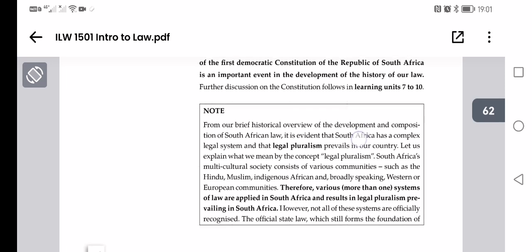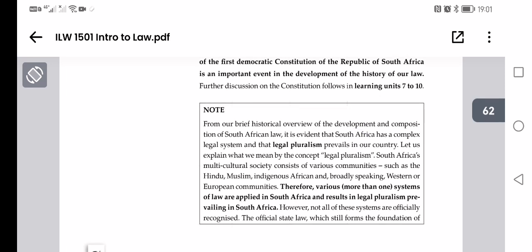Note: from our brief historical overview of the development and composition of South African law, it is evident that South Africa has a complex legal system and that legal pluralism prevails in our country. Let us explain what we mean by the concept legal pluralism.